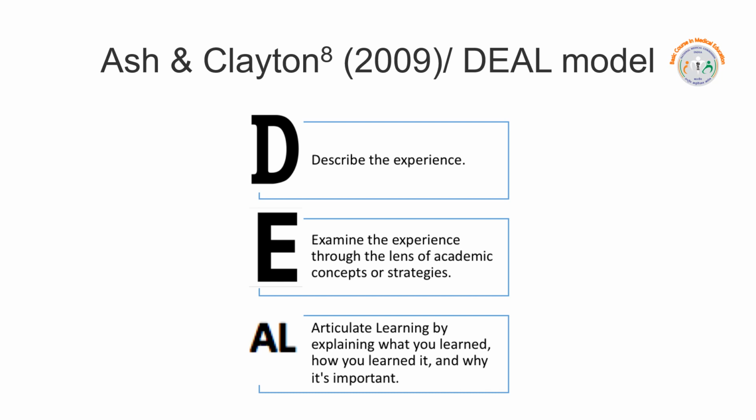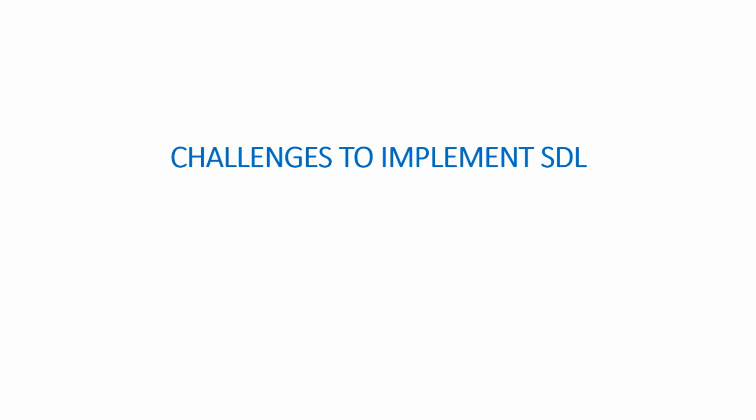That is also known as the DEAL method. So, if the reflection writing contains D, meaning describe the experience, E, meaning examine the experience through the lens of academic concepts or strategies, AL, meaning articulate learning by explaining what you learned, how you learned it, and why it's important. So this is the Ash and Clayton method of grading the reflection.